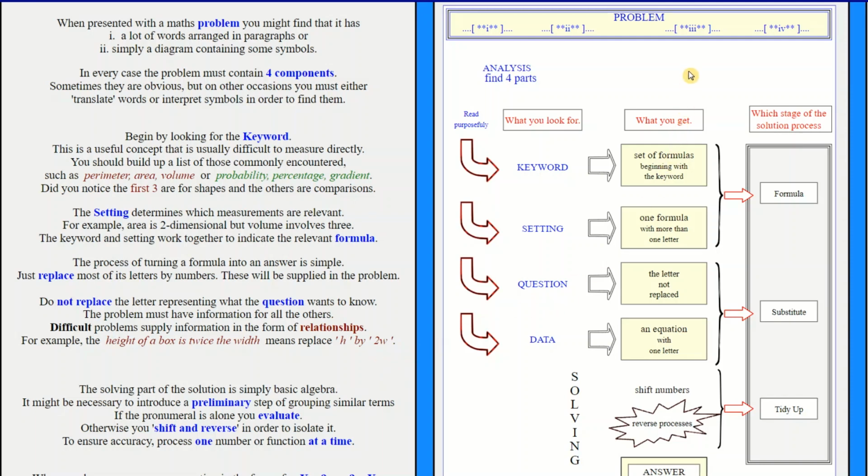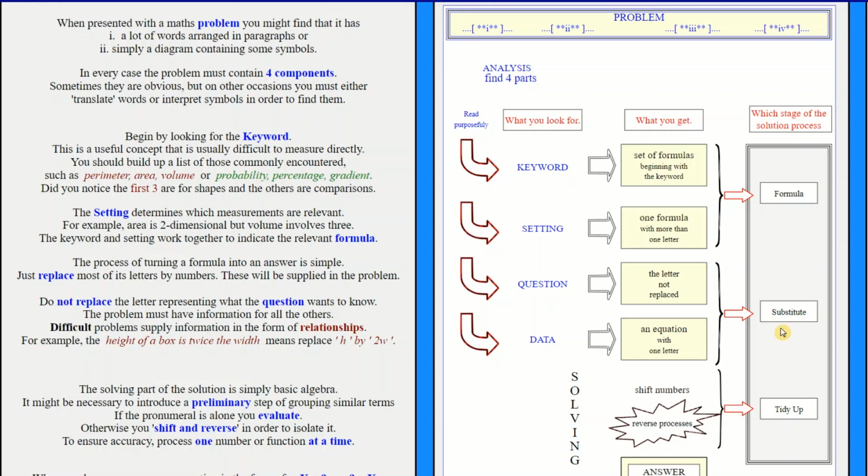So by the time we have read the problem, analysed it to find the four parts which must be present, we have a formula which has been converted into an equation with only one unknown. The solving part of the solution is basic algebra. It might be necessary to introduce a preliminary step by grouping similar terms.